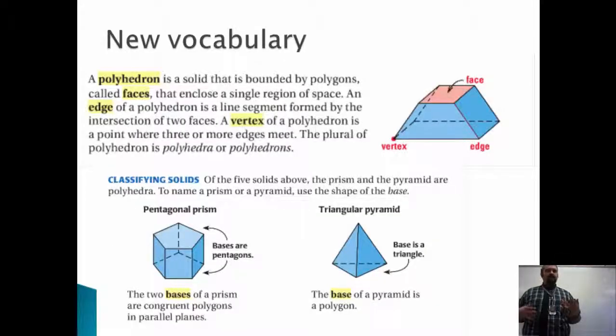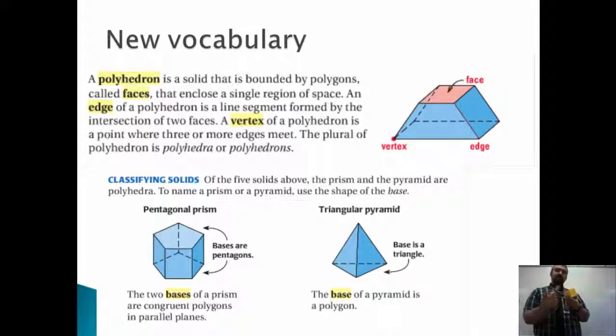The first new word is polyhedron. Now, if we think back to polygon, polygon meant poly, multiple, gon kind of meant sided. So, multiple sided. So, polyhedron is probably multiple faced. And what we mean by polyhedron is that each face is a polygon.